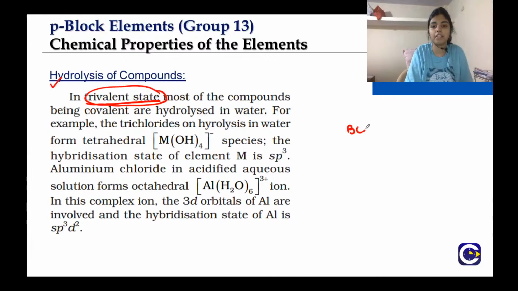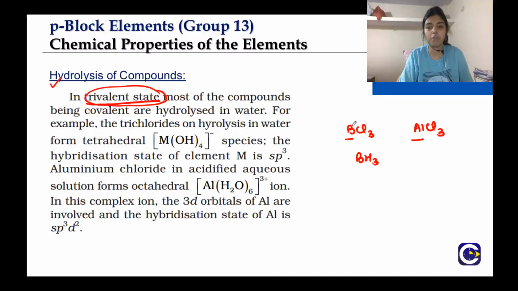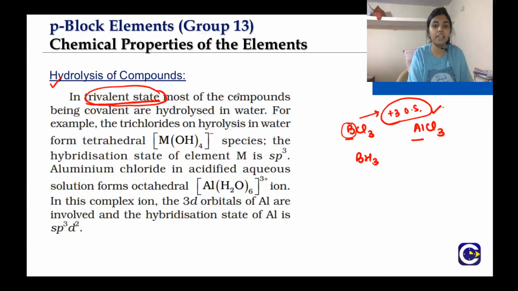For example, let us say we are having BCl3, we are having AlCl3. So these elements, boron, aluminium, that is the central element, is present in its trivalent state, right? That means the oxidation state here of the central atom, not central metal atom, because boron is a non-metal obviously, right? So central atom exists in +3 oxidation state here. That is why we are saying here that in trivalent state, most of the compounds being covalent, because they are forming covalent compounds, they are hydrolyzed by water, right?